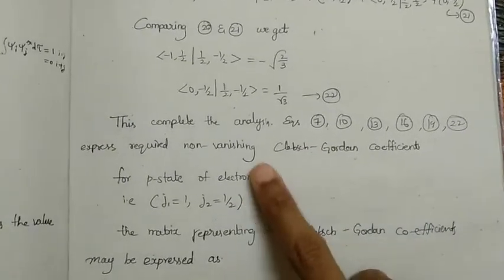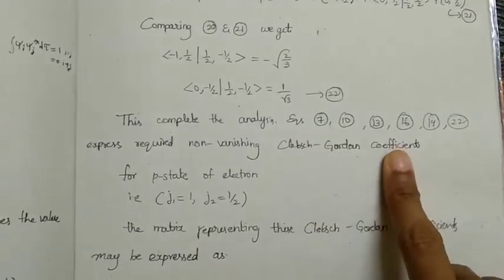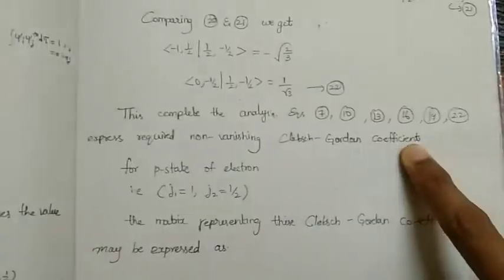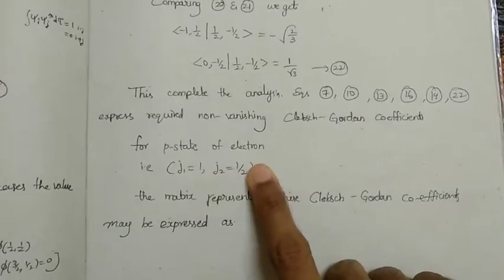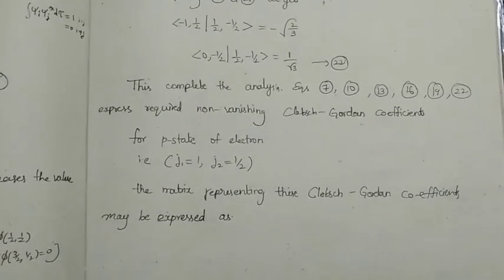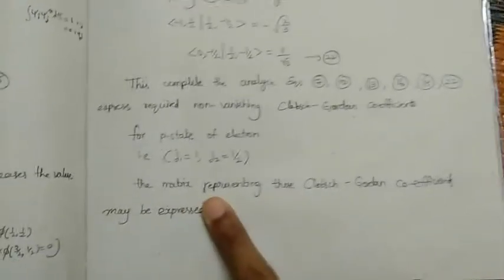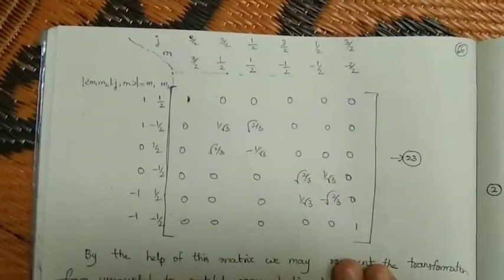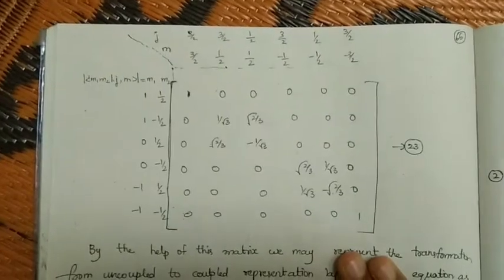Expressing them requires the non-vanishing Clebsch Gordan coefficients. As discussed in the earlier case, these are non-vanishing. So for the p state of an electron, the remaining Clebsch Gordan coefficients are all 0. The matrix representing these Clebsch Gordan coefficients may be expressed as follows. This is the matrix representation.